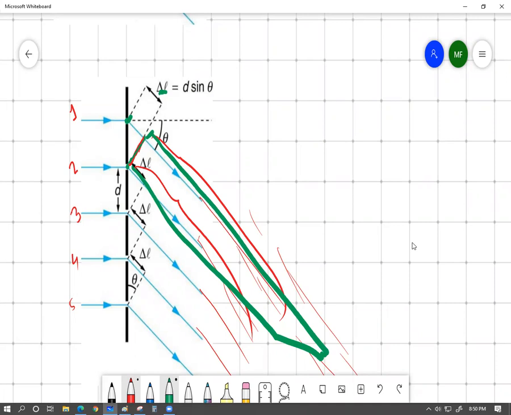Did you understand? Yes, sir. Sir, in each of them there is d, and sin theta in all of them. First of all, try to understand before 1 and 2. Delta L is the additional path that the ray 1 has to cover. Did you understand this sentence?